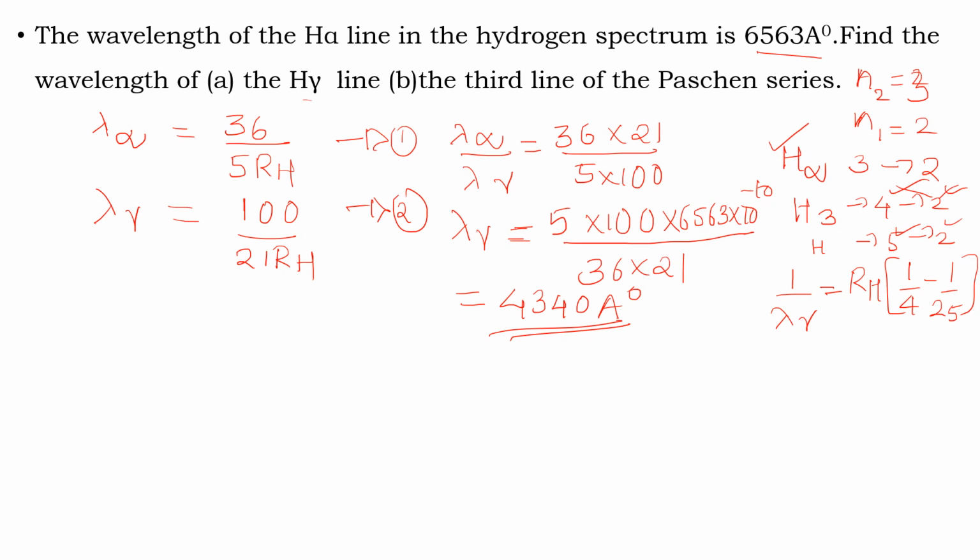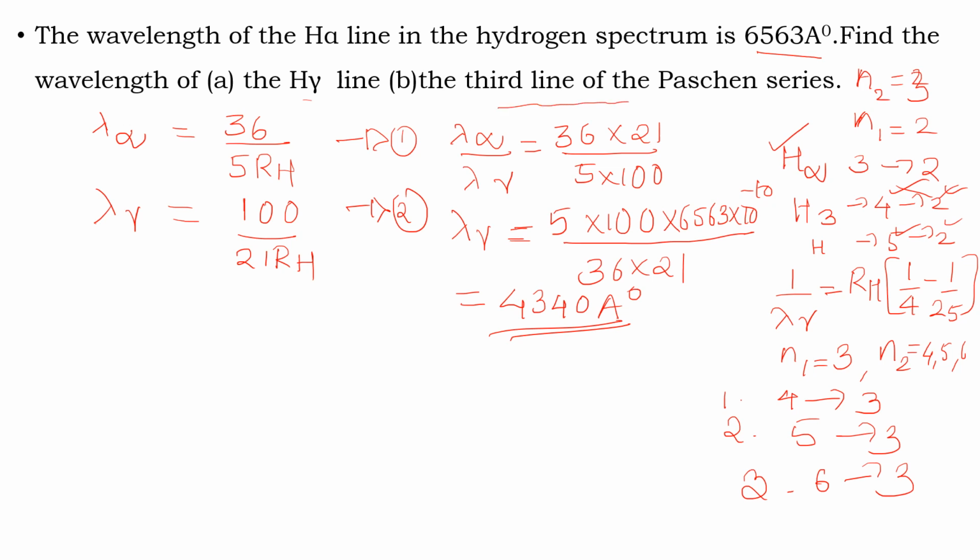Then the second part is the third line of the Paschen series. In the Paschen series, the lowest level is n1 equal to 3 and n2 equal to 4, 5, 6, etc. We are considering the third line of the Paschen series. The first transition is from 4 to 3, the second transition in the Paschen series is from 5 to 3, and the third transition is from 6 to 3. Here we are considering the third line, that is the 6 to 3 transition.